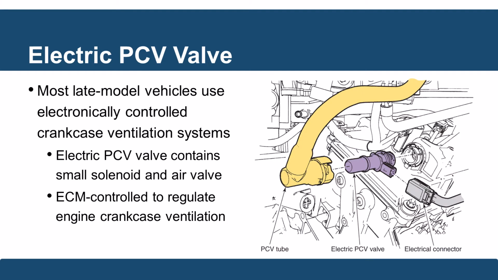Now, some of the newer cars are using what they call electric PCV valves, and they actually use the ECM to regulate that engine crankcase ventilation. Those electric PCV valves have a small solenoid in there that allows them to regulate the air. And you can imagine that these can be controlled very precisely by certain sensors in the vehicle, with the ECM knowing when it needs to actually open or close that system.